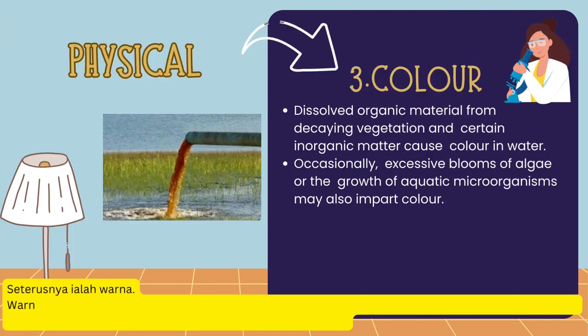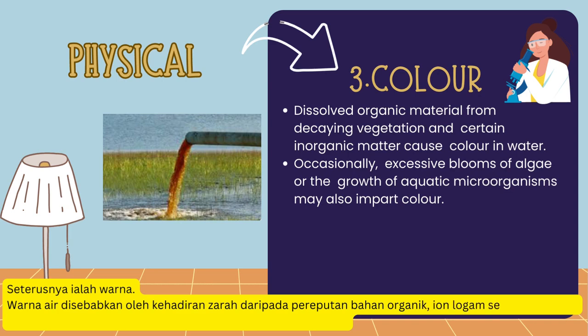Next is color. The color of the water is caused by the presence of particles from the decay of organic matter, natural metal ions, plankton, humus, industrial waste, and water plants.